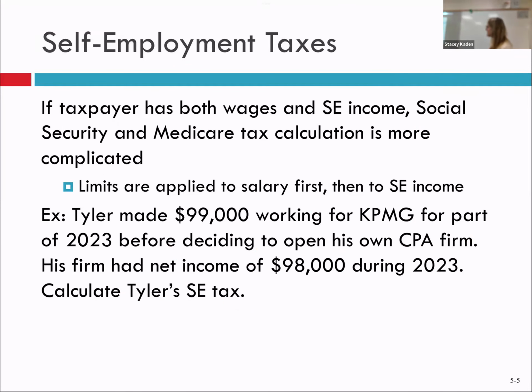All right, so the limit is applied to salary first. Then we would use whatever's left of our limit to calculate our self-employment tax. So Tyler made 99,000 working for KPMG for part of 2023 before deciding to open his own CPA firm. His firm had net income of 98,000 during 2023. Calculate Tyler's SE tax.